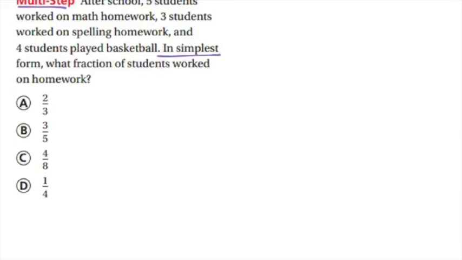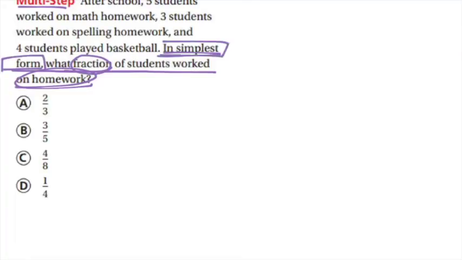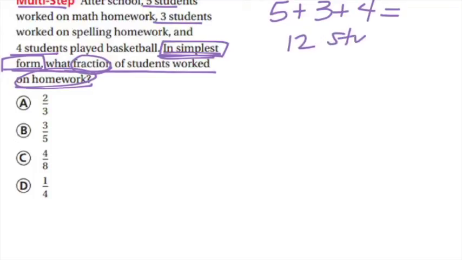So they're asking us to give an answer in simplest form, and they're asking us what fraction of the students worked on homework. Again, simplest form is really key. I'm boxing that in because simplest form is when I write a fraction in the smallest parts possible. So, like the fewest number of parts, I should say. Okay? So, I first need to figure out how many students are there after school. I see 5 students are doing homework, 3 students are doing spelling homework, 4 students are playing basketball. So there are 5 plus 3 plus 4 students, which equals a total of 12 students in all.